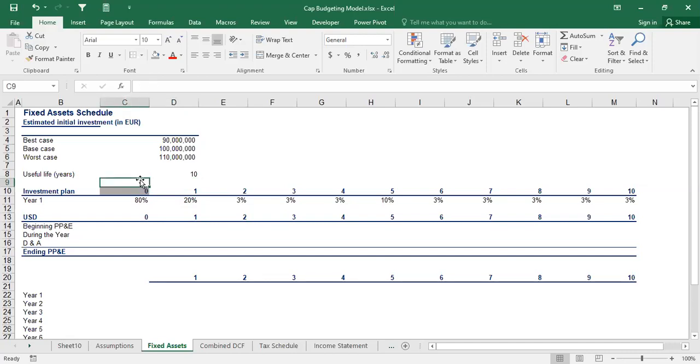So the first thing about year zero: year zero is my preparation time, construction time. 80% of the investment will be done here. The remaining 20%, the little things, I will put as I'm doing my operations. I'm still spending on my CapEx.